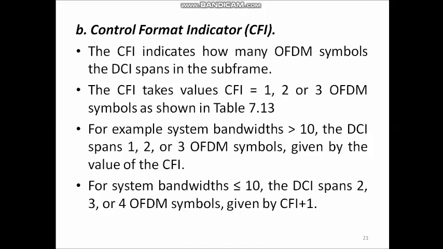This we have seen in the previous table, right? For number of resource blocks greater than 10, 1, 2 or 3 OFDM symbols are used. Therefore, CFI is up to 3, and in the second case, number of resource blocks less than or equal to 10, the DCI spans 2, 3 or 4 OFDM symbols. So here it is given by CFI plus 1.